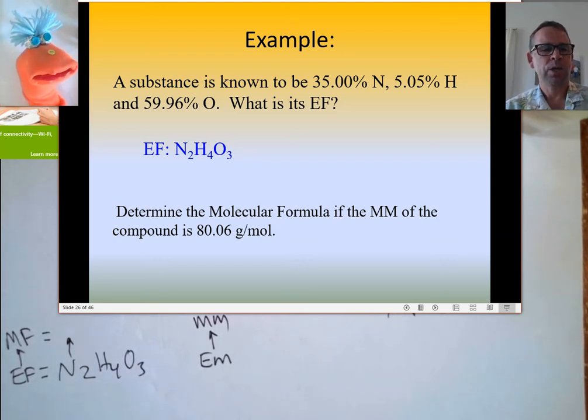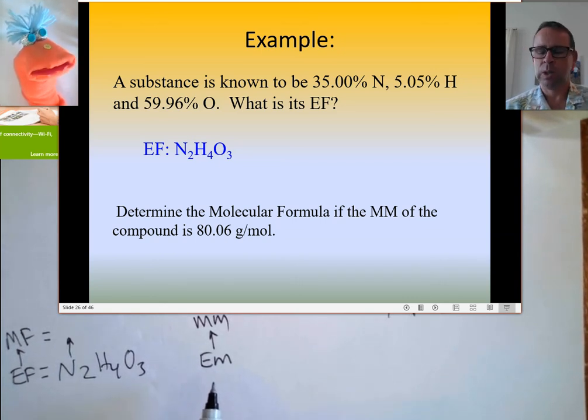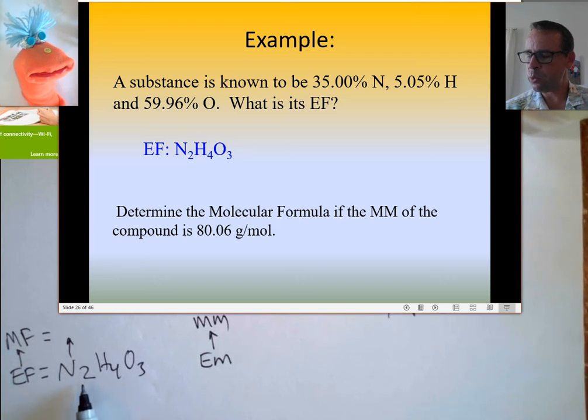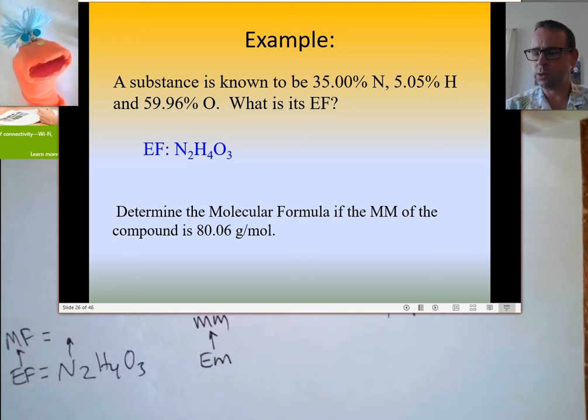Okay? So, where do we get the empirical mass? They didn't give us that. I think they needed to give us that. Well, we have the empirical formula. Oh, yeah, the empirical formula. Just add that up. That's the empirical mass. Very good. So N2, 14 plus 14, 28, plus 4, 32, plus our 48. Is that 80? Yeah, that is.